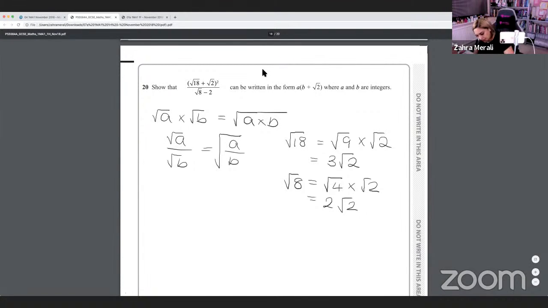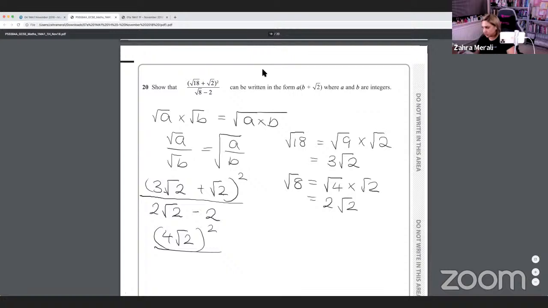So instead of root 18, we're going to write 3 root 2, and we've got plus root 2 all squared. Instead of root 8, I'm writing 2 root 2 minus 2. Okay, so 3 root 2 plus root 2 is 4 lots of root 2. 2 root 2 minus 2, well, I can't really do much there, so we're going to just leave it like that. Right, let's square the top. 4 squared is 16. Root 2 squared is 2. So on the top, we get 32 over 2 root 2 minus 2.